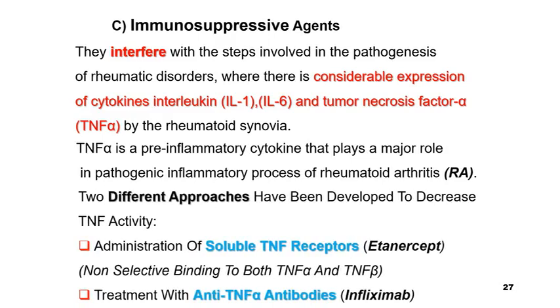These immunosuppressive agents were developed in two different approaches. One is to administer a TNF receptor, which is etanercept. This is the first drug. It represents the tumor necrosis factor receptor in a soluble form. The other is by developing anti-tumor necrosis factor antibodies, as with infliximab.